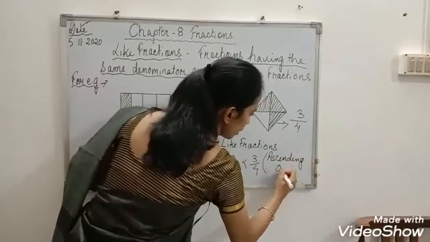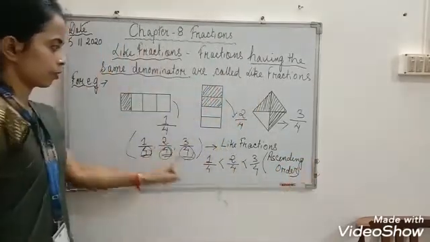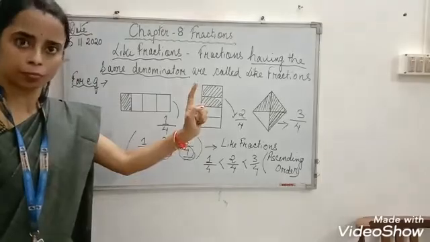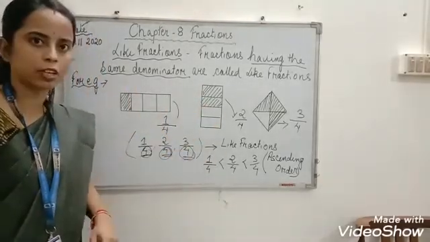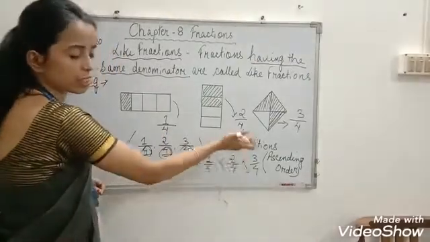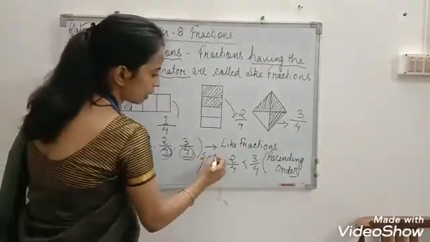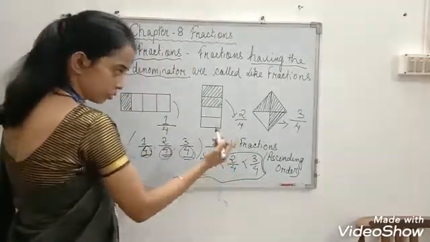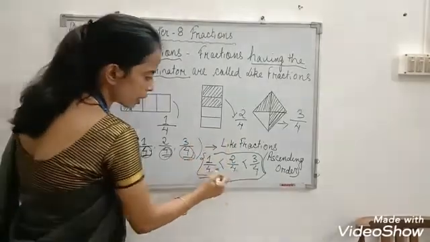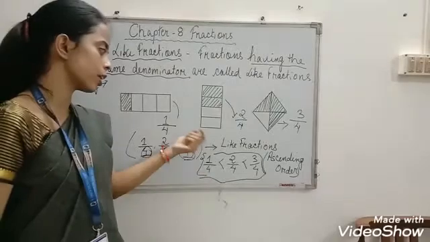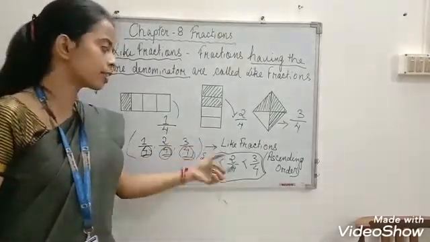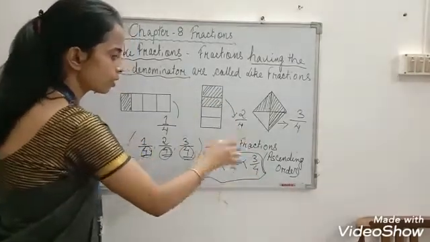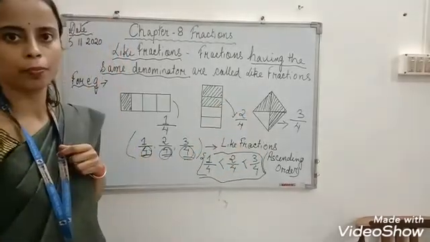That means when I ask you to arrange like fractions in ascending order, or if the question asks you to arrange these fractions in ascending order, you have to do it like this. The smallest numerator will be the smallest one and the greatest numerator will be the greater one. So 1 by 4, 2 by 4, 3 by 4, these like fractions I have arranged in ascending order.